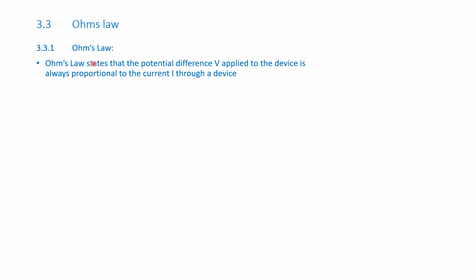So, according to Ohm's law, V is proportional to I, or removing the proportionality sign and introducing a constant, we can write V is equal to I into R. That is, voltage or potential difference is equal to current into resistance. Let this be equation 3.3. This is simply Ohm's law.